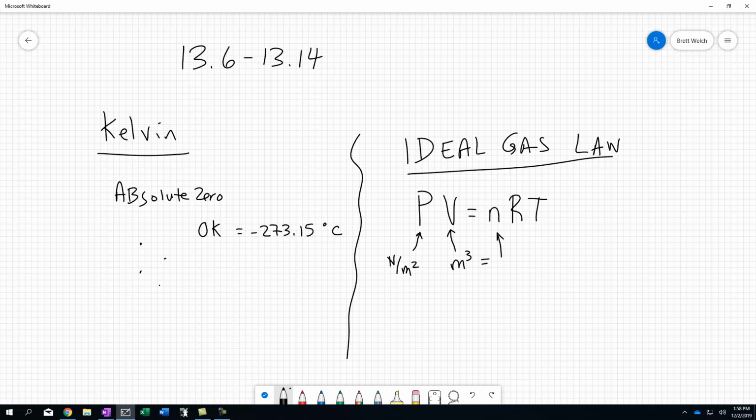The n is the number of moles of a gas, so it depends on how much you have. We're going to convert it into moles, or it'll be given to us how many moles of a gas we have. R is a set constant, and that set constant that we're going to use there is 8.314.